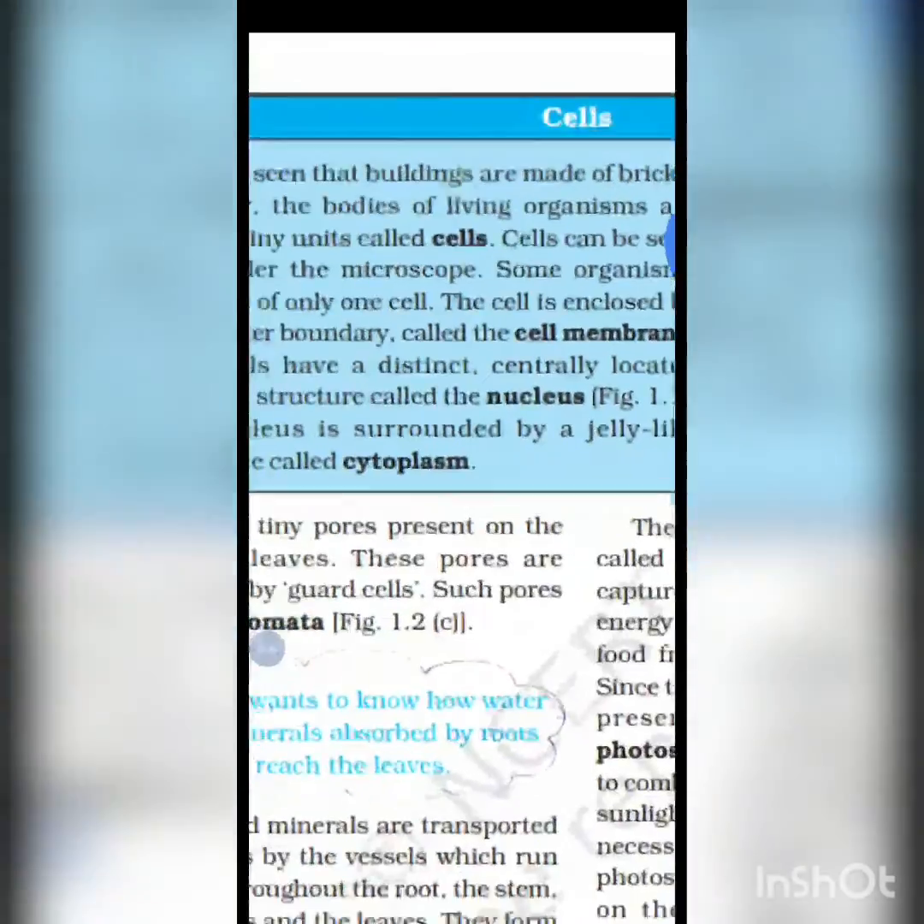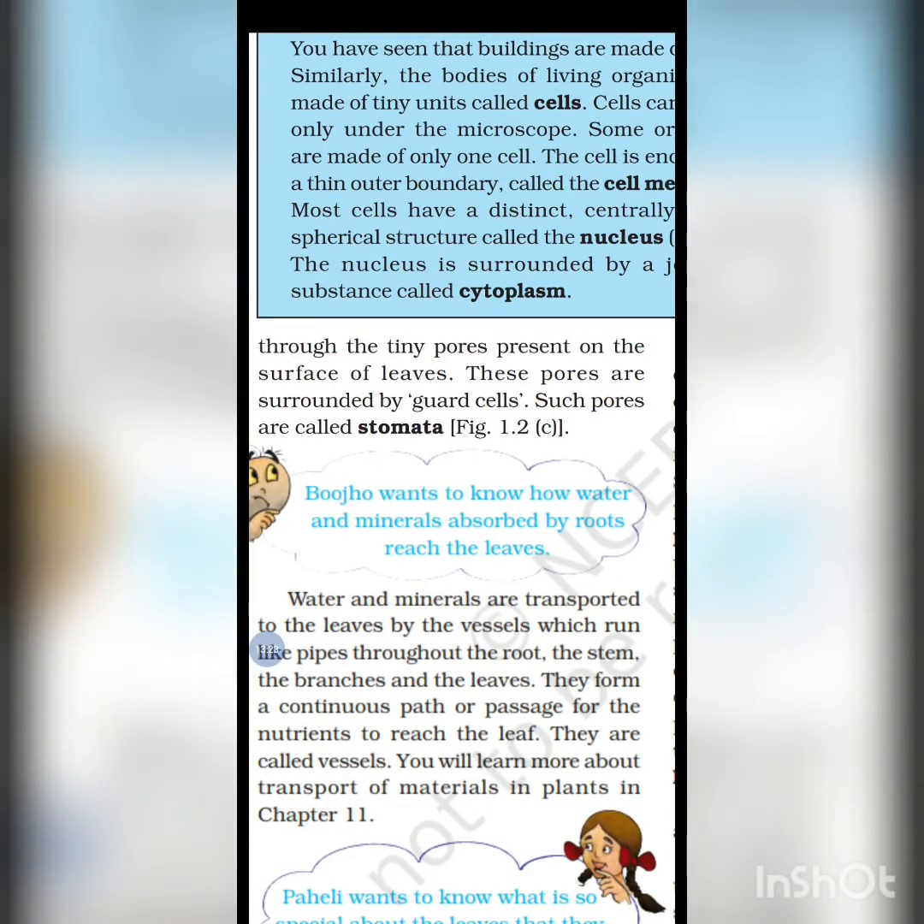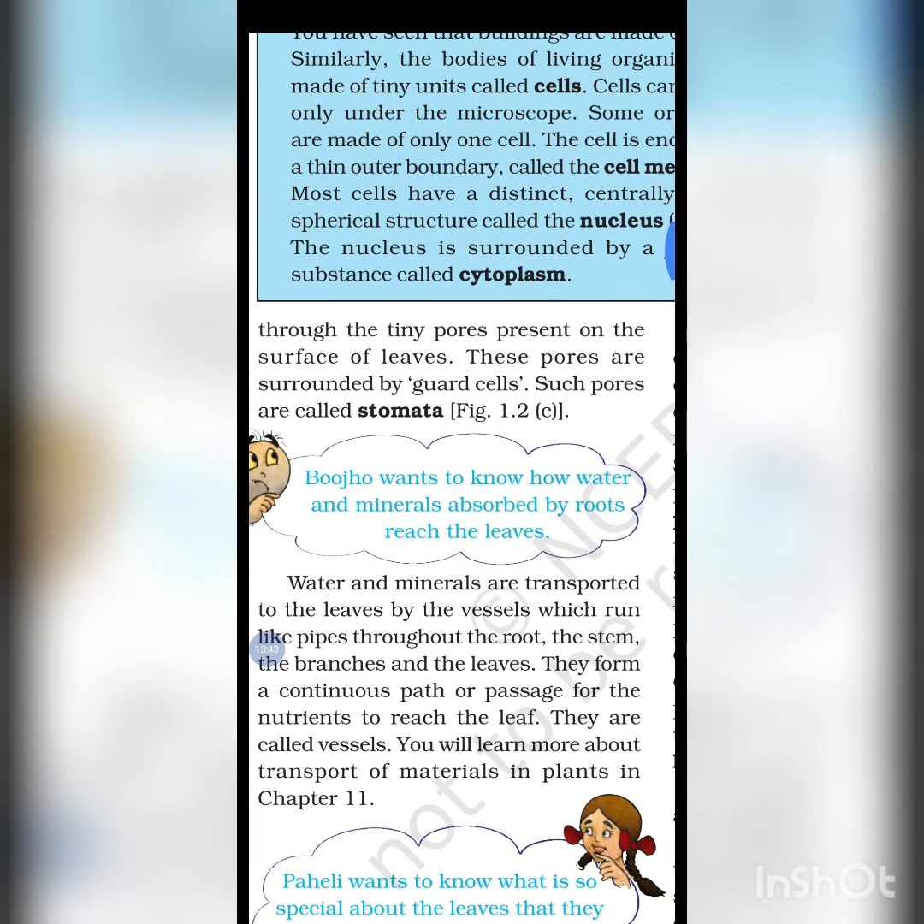Now we begin with our other paragraph. Now Boojho has a question. Boojho wants to know how water and minerals absorbed by roots reach the leaves. I have told you that water and minerals are absorbed by roots and given to the leaves. But how do they reach the leaves?